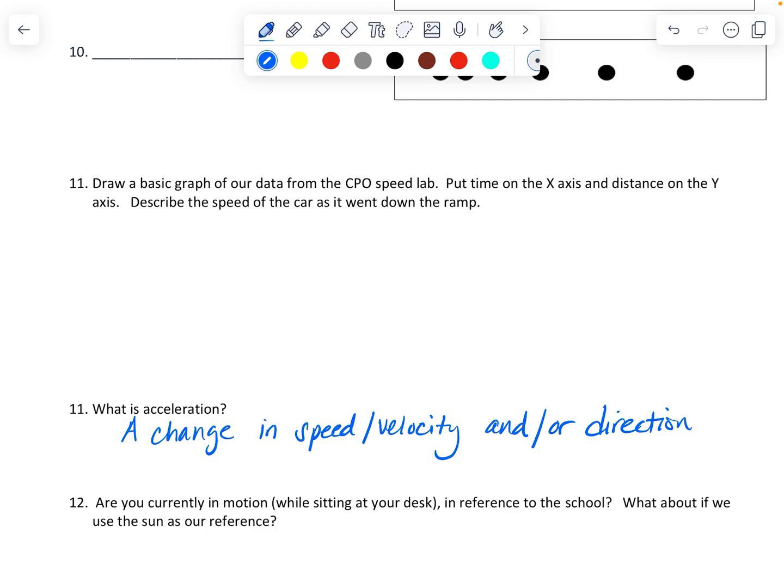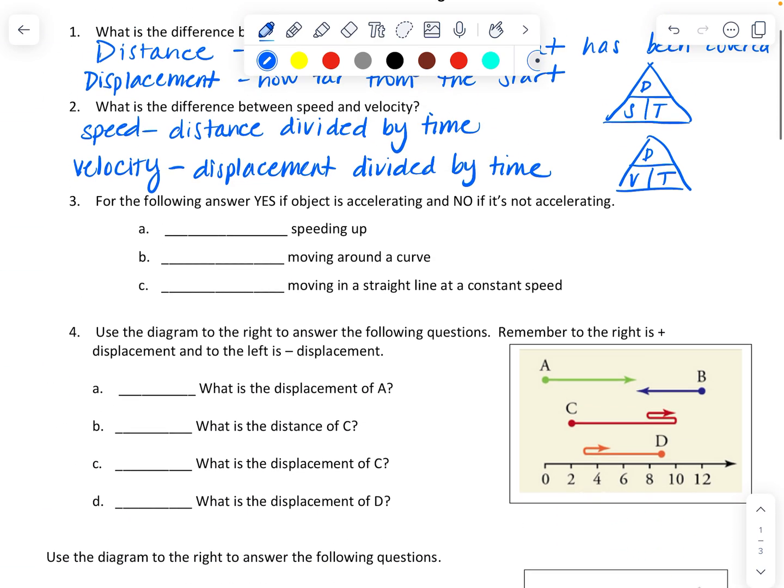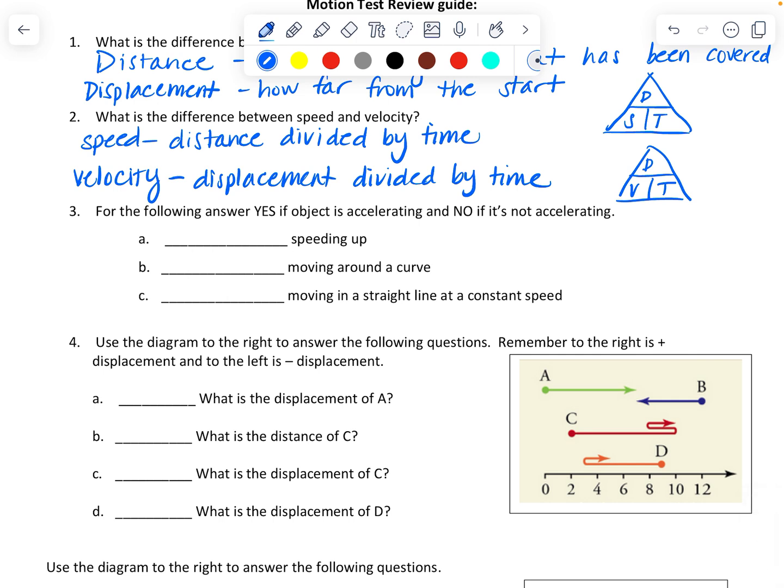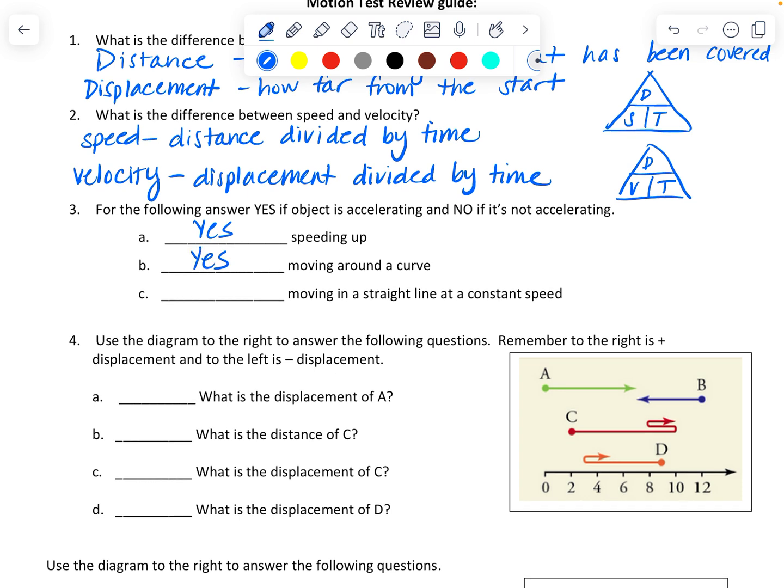So now that we have that, let's go back up to this question. For the following, answer yes if an object is accelerating and no if it's not. So if it's speeding up, that's a change in speed. So yes, it's accelerating. Moving around a curve, it's changing direction. Even if it's going at the same speed the whole time, if it's changing direction, it's accelerating. And then moving in a straight line at a constant speed is not. No change in speed, no change in direction.